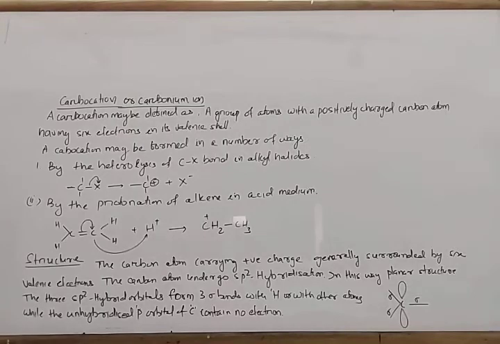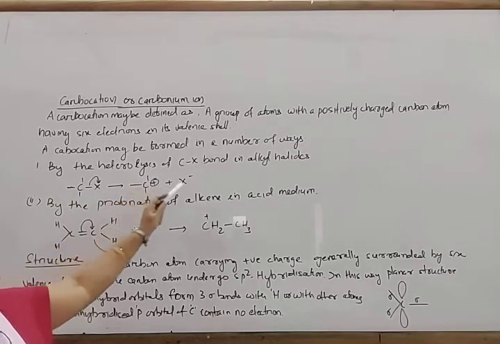Next, note down what is the carbocation and what is the structure. So carbocation is also called carbonium ion. As for every positive we write ion. So carbonium or carbocation is defined as a group of atoms with a positively charged carbon atom having 6 electrons in its valence shell. A carbocation may be formed in a number of ways. For example, in alkyl halides, the distribution of electrons takes place. The halogen is more electronegative than this carbon. The total electron pair comes here, so it gives the carbon positive and X minus.